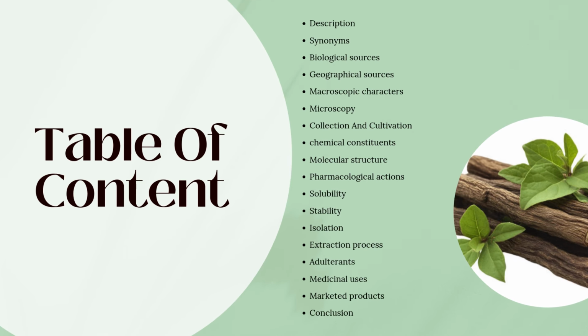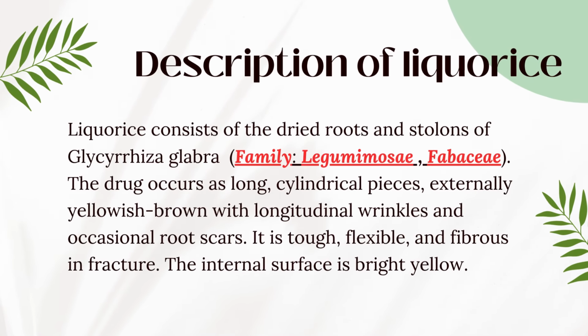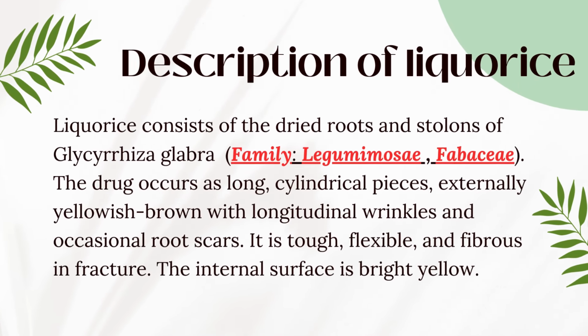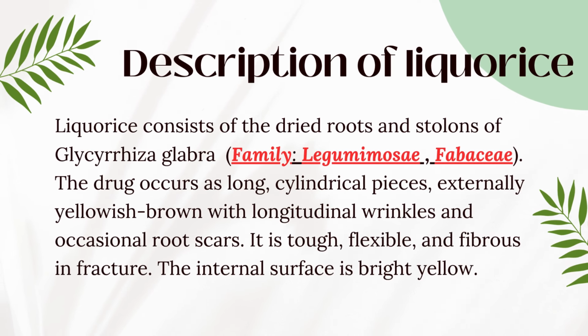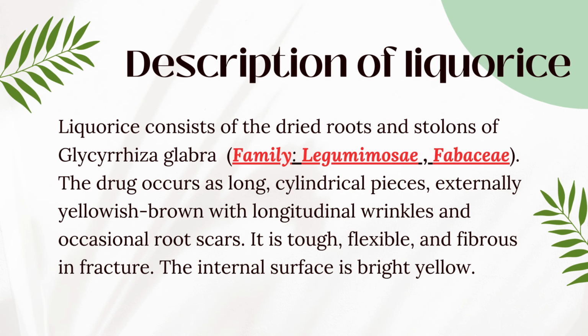It includes basic details of liquorice. Description of liquorice. Liquorice is obtained from the dried roots and stolons of Glycyrrhiza glabra, a plant that belongs to the Leguminosae family. The roots are usually long and cylindrical in shape, brownish yellow on the outside with some wrinkles and root scars. When we break them, they are tough, fibrous, and flexible.